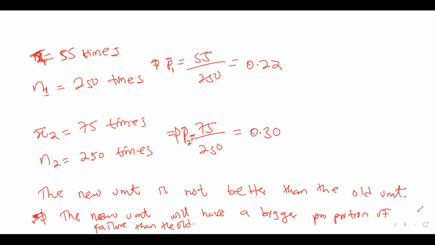And that is what the null hypothesis is saying. The null hypothesis says that the new unit is not better than the old. That means that the new unit should have more failure than the old unit. So here, the null hypothesis is that the population proportion of failure of the new unit is more than that of the old unit. If it is not better than the old one, it means it will fail more times than the old one. So the proportion of failure is bigger than that of the old one.